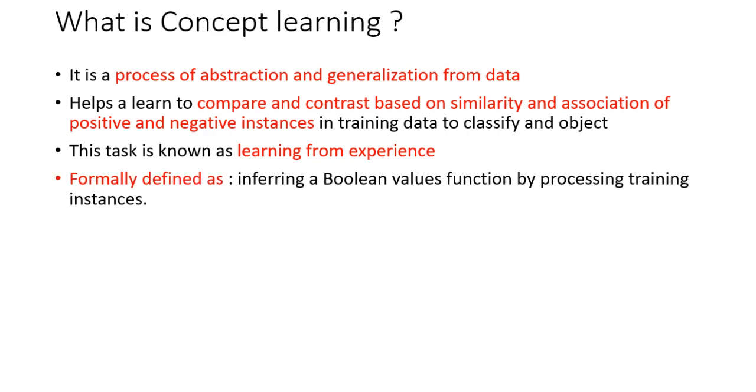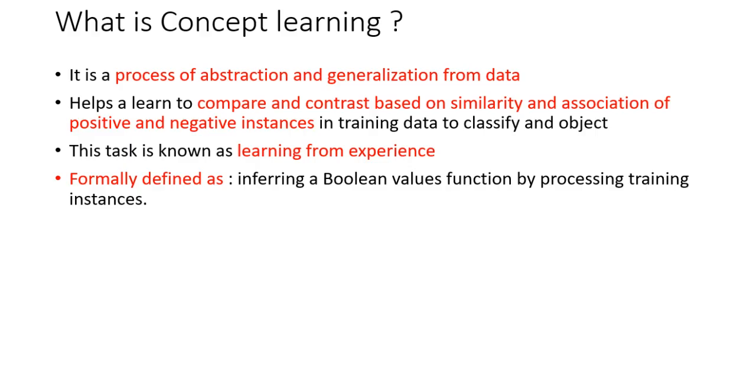So formally we can say concept learning is an inference. You are basically going to infer Boolean values by processing the training instances. Boolean values in the sense: is the color red, yes or no? Is the color green, yes or no? So basically you will be having some, because it's decision making.